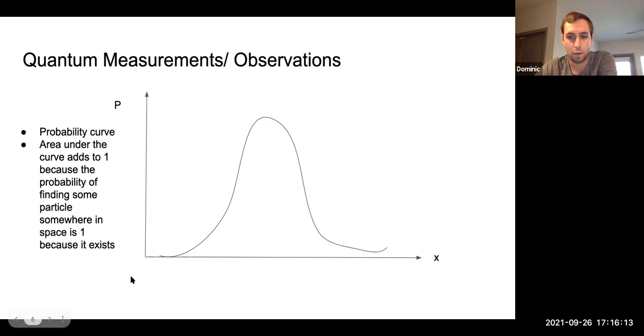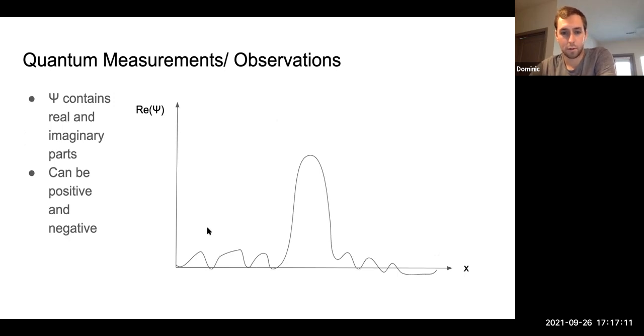So I'm just gonna give some rough sketch examples. If you're looking at some particle in a box, or where you might find a particle in space, you'll have some probability distribution. A lot of times it's the normal distribution or something like that, where you'll have a higher probability of finding it in the middle compared to the ends. Something else to point out is that the area under this probability curve will all add up to one, even though the probability of finding it here might only be like 20 or 30%. But if you add up the probability of finding it somewhere in space, you will get one because the particle exists. So you have to be able to find it somewhere in space.